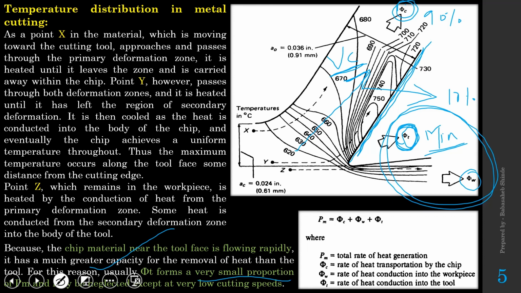But in some cases we consider it, when the cutting speeds are very low. If I decrease the cutting speed, the velocity of the chip is also going to decrease. So the chip will remain in contact with the rake face for a little longer duration, and that will allow more heat to penetrate into the cutting tool. And in such conditions, this phi T will be considered. But if this cutting speed is high, this phi T will usually be neglected. Any doubt, any query till this point?